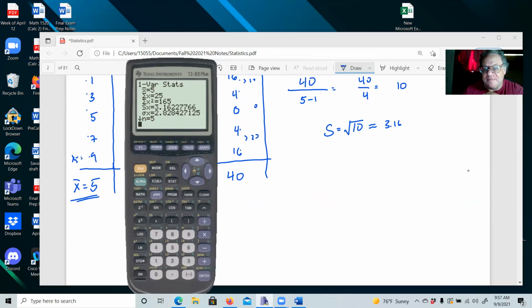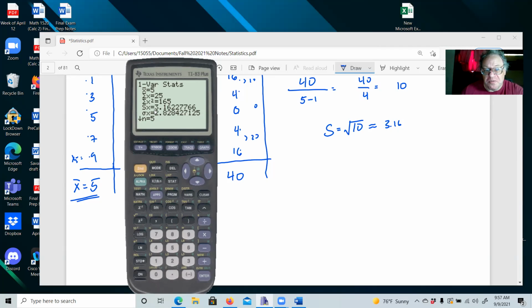Hey, look at that. This next one, sigma x, that's a little sigma x. That was the population standard deviation, remember? And it's different because they divided by 5. They divided by 5, not 4. So you can see it's not a lot different, but it's a little different. Different enough that we can tell which one you used. So be real careful about that.